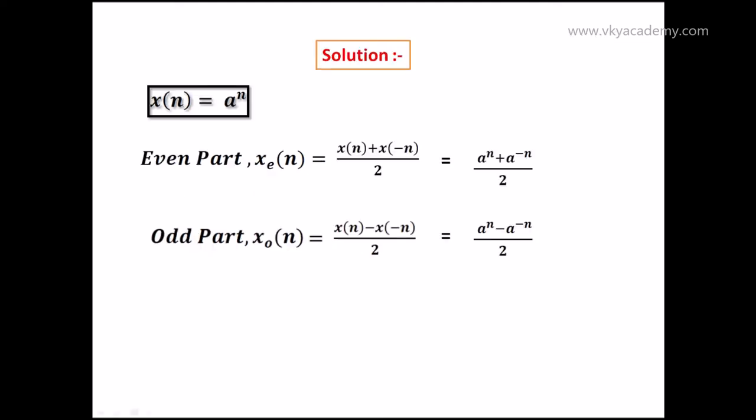So let's solve one by one. x of n is equal to a to the power n. The even part can be calculated as x even n is equal to x of n plus x of minus n divided by 2. So x of n is equal to a to the power n, and x of minus n will be a to the power minus n. So x even n will be a to the power n plus a to the power minus n divided by 2. So even part is over. Now odd part can be calculated as x odd n is equal to x of n minus x of minus n divided by 2, which is equal to a to the power n minus a to the power minus n divided by 2. So this is the even part and odd part for this given discrete time signal.